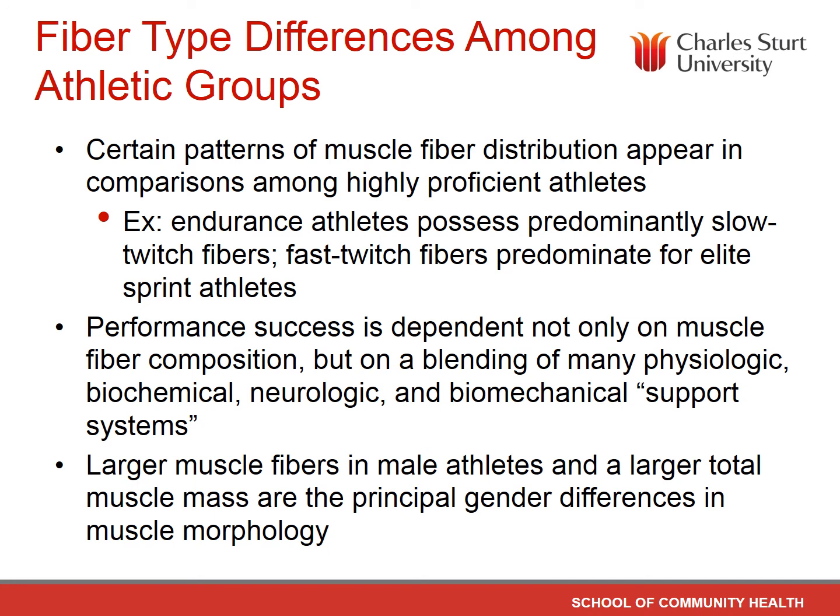Now, performance success is dependent not only on muscle fiber composition, but on a blending of many physiological, biochemical, neurological, and biomechanical support systems. So, just because you've got the right muscle fibers doesn't mean that you'll be great at that sport, but in some instances it can help a lot. Now, larger muscle fibers in male athletes and a larger total muscle mass are a principal gender difference in muscle morphology, and we'll talk about that in our gender differences in exercise lecture in week 12.